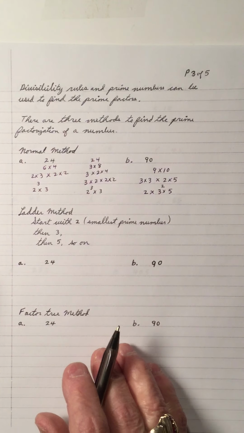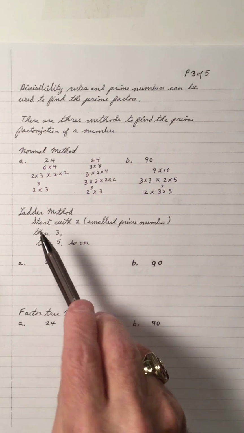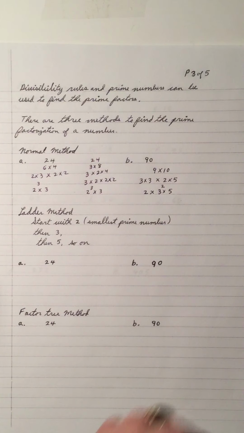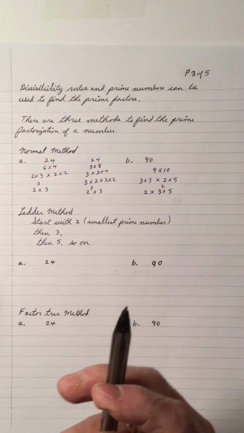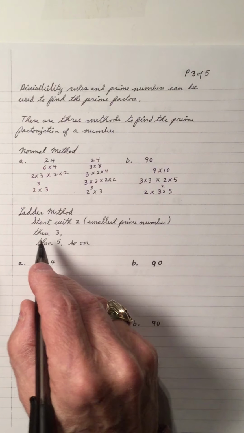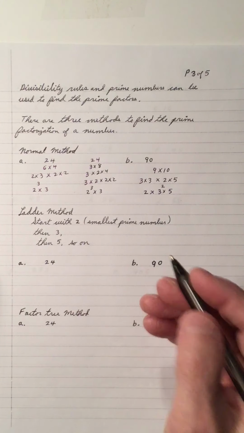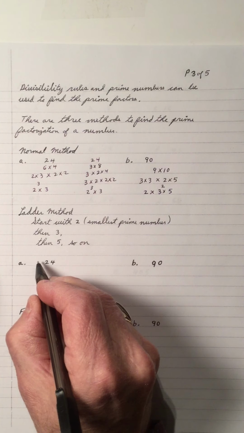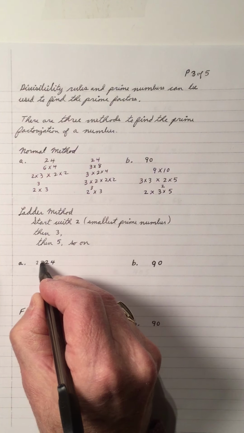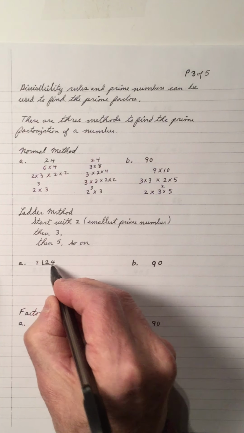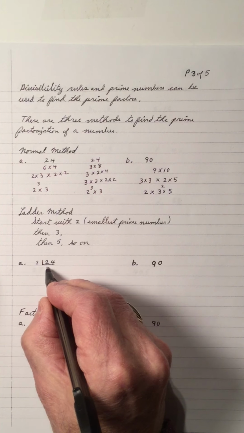That's normal. There's another method called the ladder method. And we'll do the ladder method in another topic on least common multiples. But right now, to do the ladder method, we start with the smallest prime number 2. Notice this is even because it ends in a 4. So we take the 2, put it here, and we do a little L shape. 2 into 24 goes 12.